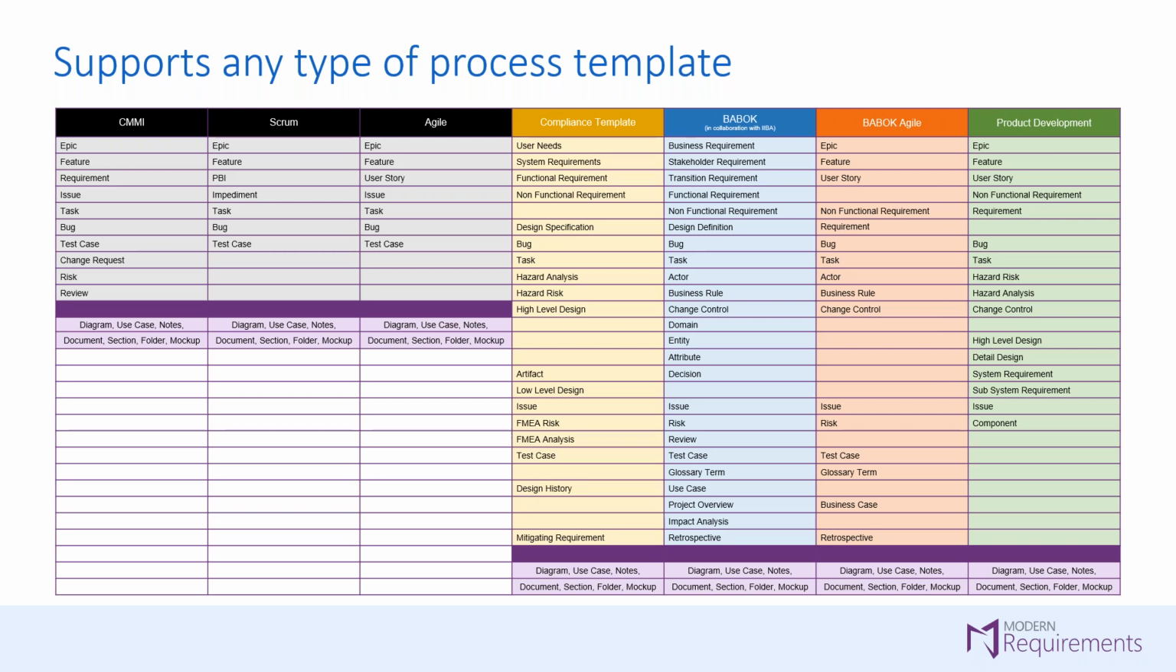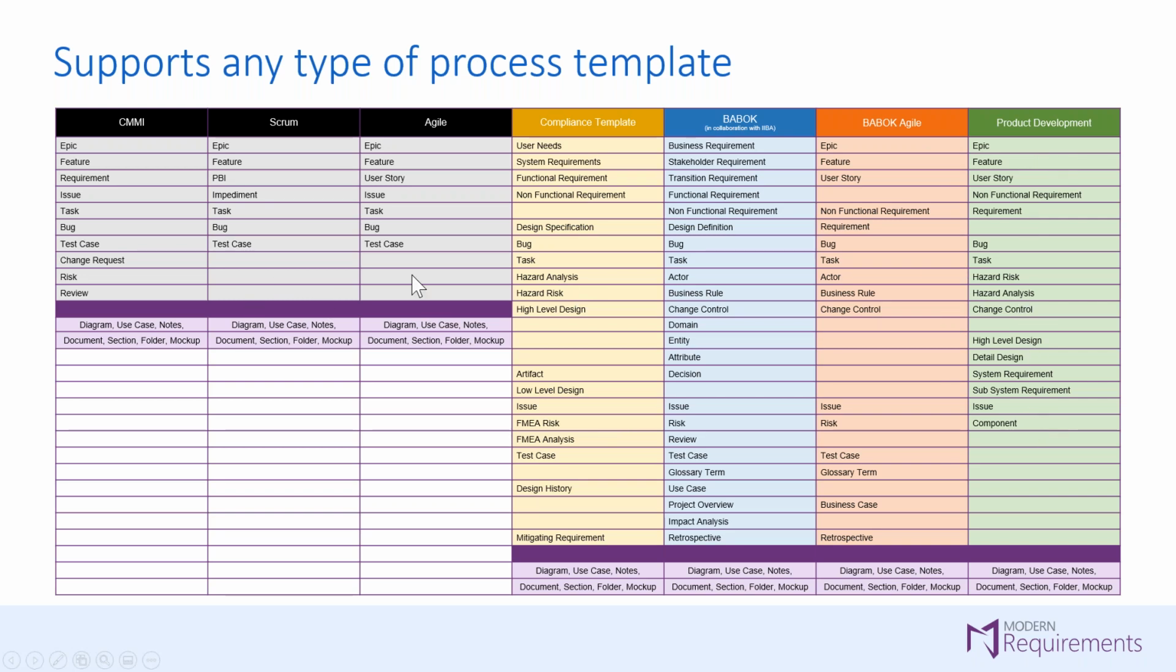So for example, the compliance template is used by organizations that do medical device development or pharma work, or even for other organizations that do a variety of things. And then you've got your BABOK and BABOK Agile. So we worked with IIBA a few years ago and came up with the BABOK process template and the BABOK Agile process template based on the BABOK Agile extension that they had written. And then there's the product development process template.